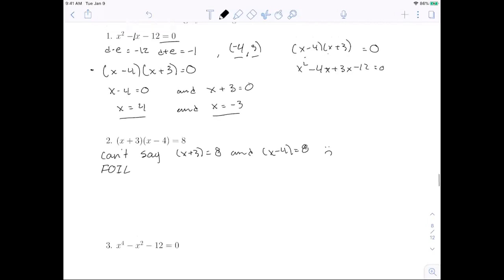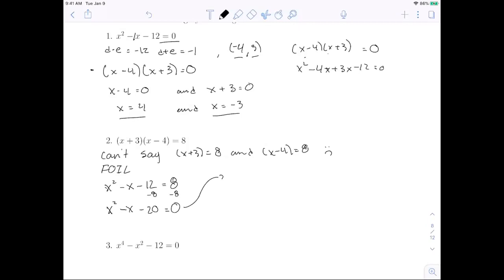I just factored up here, so I know what it should FOIL out to. x squared minus x minus 12 equaling 8. So my first step was to get the quadratic equation equal to 0. So I'm going to subtract 8 on both sides, and I'll get x squared minus x minus 20 equal to 0. Now I can factor. I've got my equation equal to 0 now.